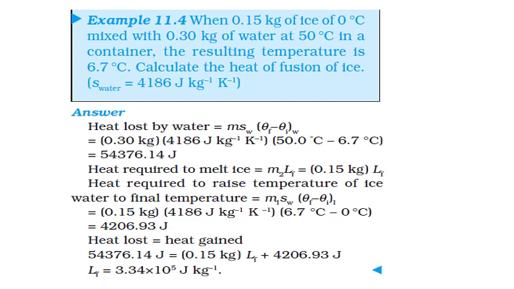Now heat required to raise temperature of ice water to final temperature will be m1 s w into delta theta, and by putting all the values you will get 4206.93 joules. And you know that heat lost must be equal to heat gained. So by equating the terms, you will get the latent heat of fusion of ice, and that will be 3.34 into 10 to the power 5 joule per kilogram.